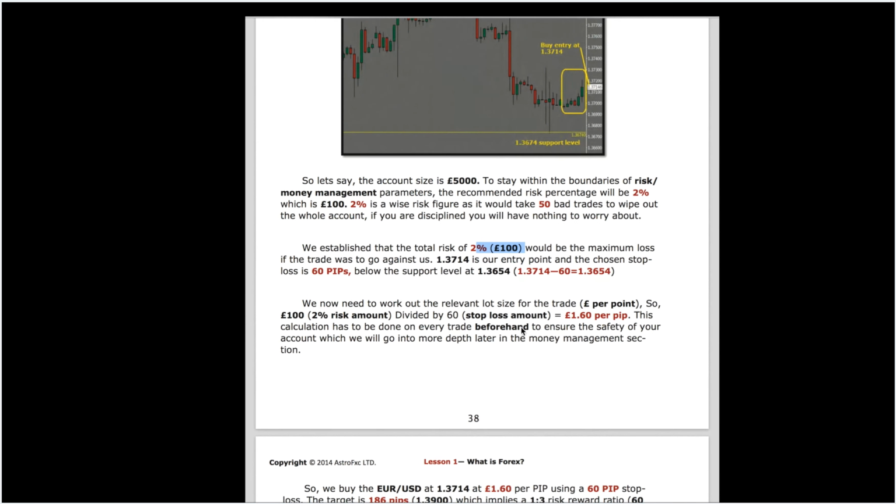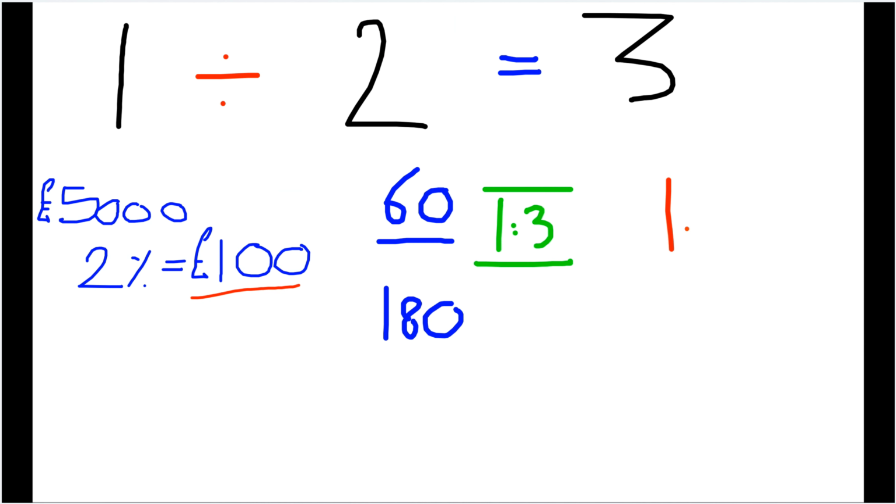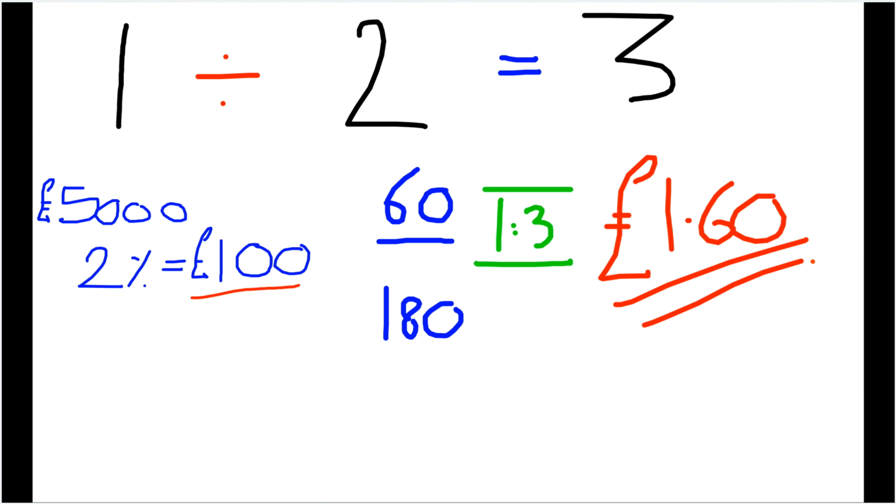Okay, so we now need to work out the relevant lot size for the trade. So £100, which is our 2% risk amount, divided by 60, our stop loss amount, equals 1.60. You can do this on a calculator. So that's £1.60 per pip. Now, in the next set of videos, I'm going to go into converting this into MetaTrader lot sizing and so forth, but that's your trade.